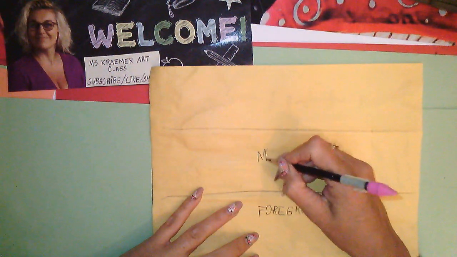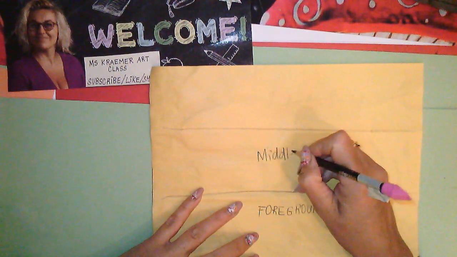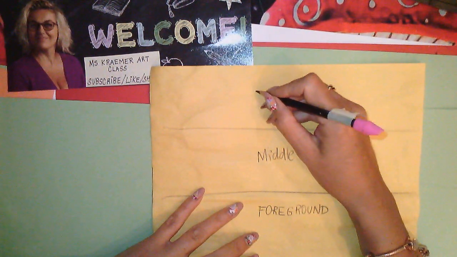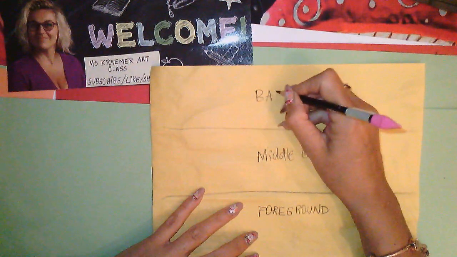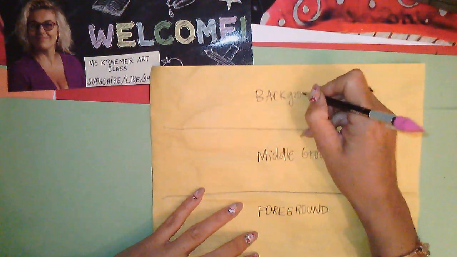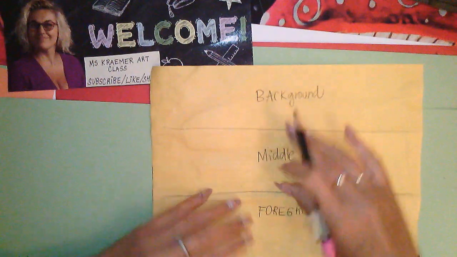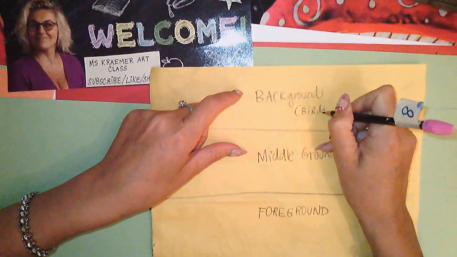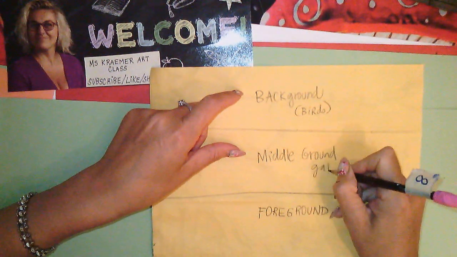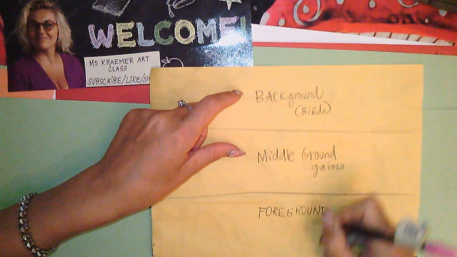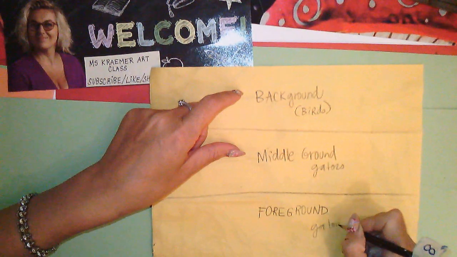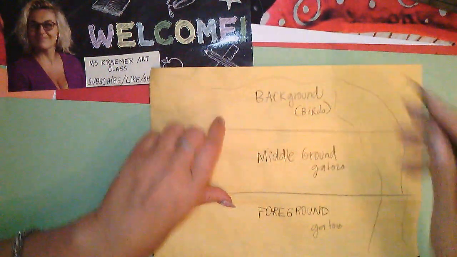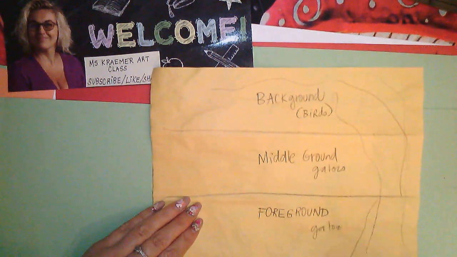This is middle ground. And this is background. You don't have to write yours, just know that this is where the birds will be. Birds. Gators and river. Gators and river. Plus trees, okay? Trees are gonna be in all 3, because trees are big. Okay?